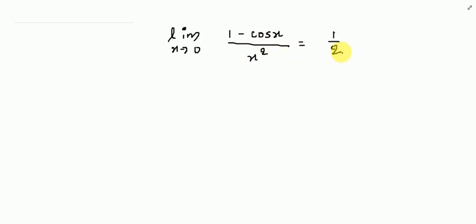Already we have solved this problem using L'Hospital rule, so again I will explain that L'Hospital rule in this problem. The derivative of the numerator, 1 minus cos x, will be sin x, and the derivative of the denominator will be 2x, and again it is 0 by 0 form. Therefore if you differentiate again, the derivative of sin x will be cos x divided by the derivative of 2x, which is 2. Now if you apply the limit x tends to 0, it will be cos 0 divided by 2, which is 1 by 2.